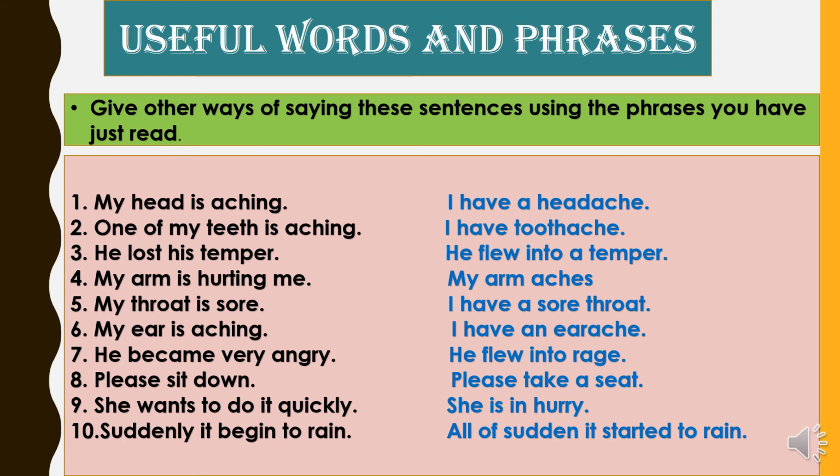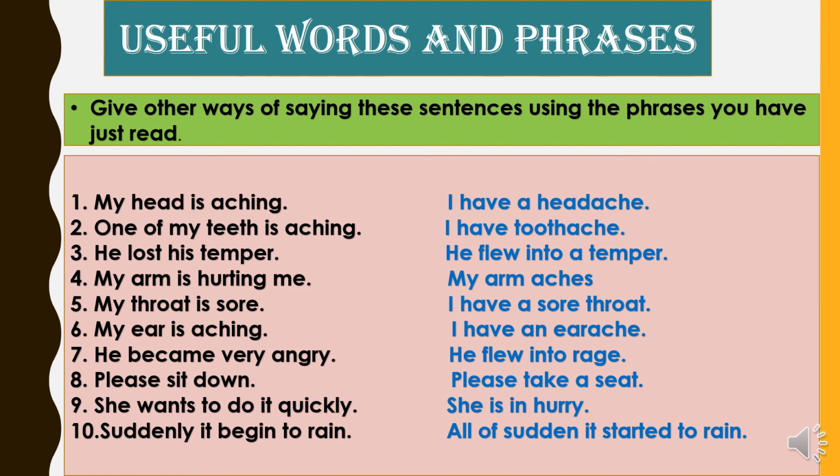Now, there is another exercise of useful words and phrases. In this exercise, there is always a second way of saying the sentences as well. Right? So, there are some phrases given in the exercise and you'll have to use them accordingly in the sentences. Right? Number 1 sentence is, my head is aching. So there is another way of saying this sentence: I have a headache.